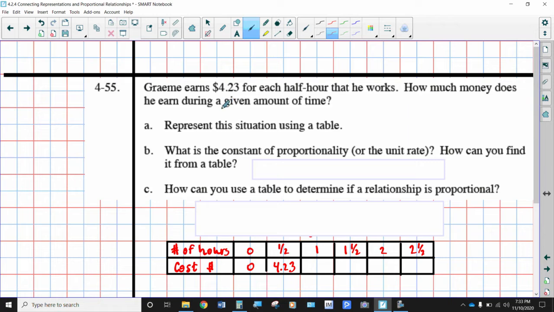All right, so here's a situation with Graham. He earns $4.23 for each half hour that he works. Okay, so that's important information. How much does he earn during any given amount of time? So the first direction is to represent this situation using a table. So I would like for you to create a table and have the number of hours that he works be listed across the top, and then cost, or I should say his earnings. That would be a better way of putting that. He's not spending money, he's earning money, isn't he?